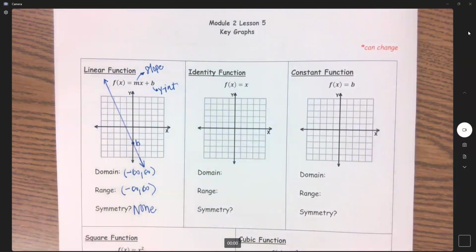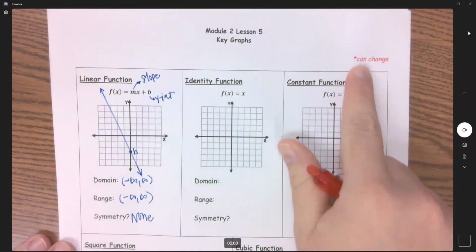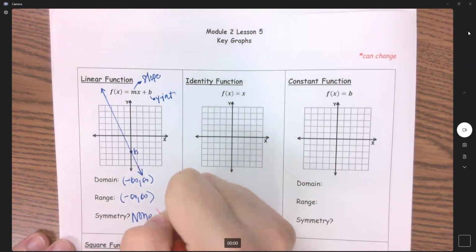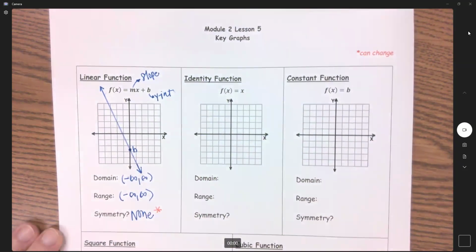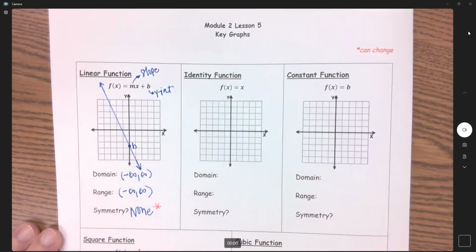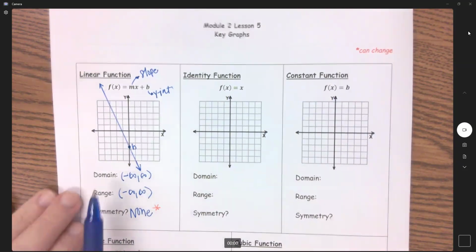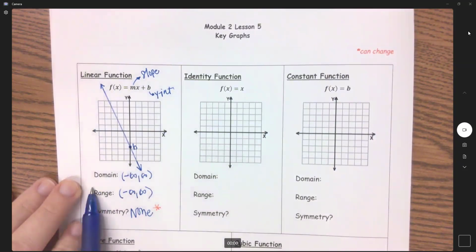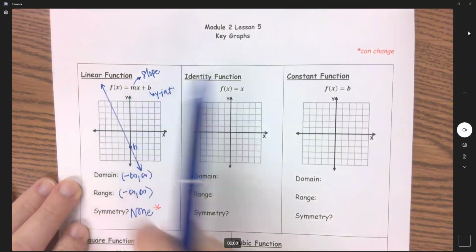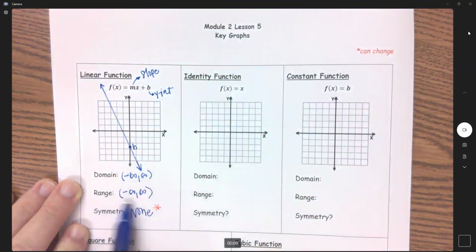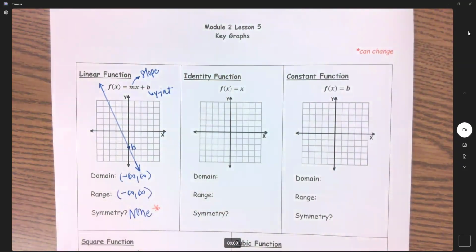Okay, so up here, I'm going to put a little asterisk anytime any of this information down here can change. And this one could change. It could have some kind of symmetry depending on what that line looks like. I'm going to put a little asterisk. That one can change. But any linear function here in the form of mx plus b will have a domain of all real numbers and a range of all real numbers.